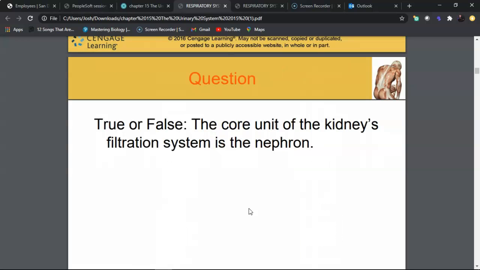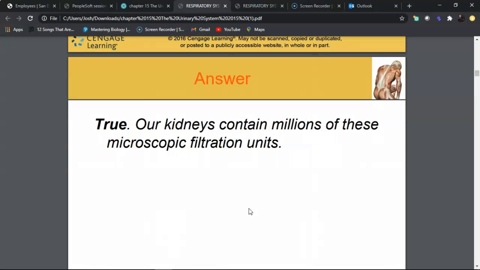Okay, true or false? The core unit of the kidney's filtration system is the nephron. And once again, we talked about that a couple slides before. That is true. Our kidneys, both kidneys, contain millions of these microscopic filtration units that are constantly secreting a little bit of urine. The nephron is considered the functional unit of the kidney, and it is where the filtration takes place.